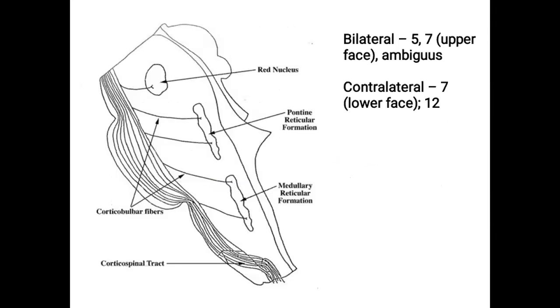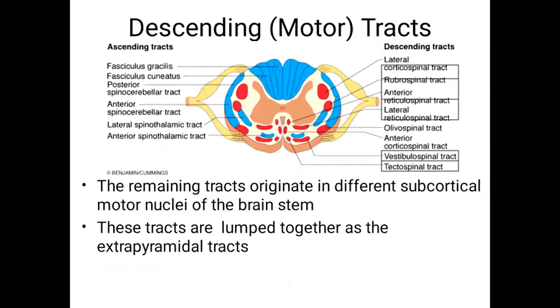Basically these corticobulbar fibers end near the motor neurons that innervate the muscles of the eye, face, tongue, and throat. So these fibers are the main source of control of voluntary muscles of the head and neck. The remaining tracts originate in the different subcortical motor nuclei of the brainstem and extrapyramidal tract.